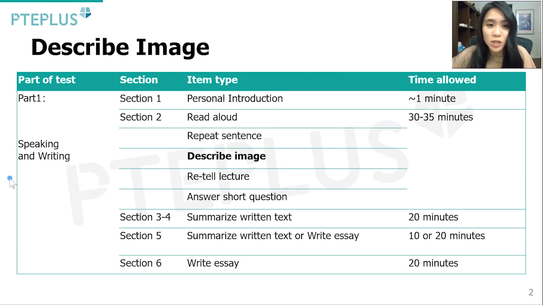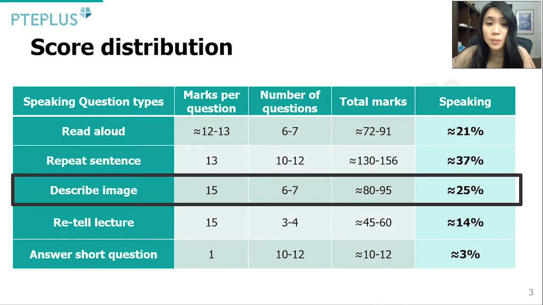Now, the first part of your test is the speaking and writing section. And within the speaking section, describe image is the third question type that you will be facing in the exam. In terms of the score distribution, each describe image is worth 15 marks, okay? And you will be facing 6 to 7 describe image questions in the exam. So this adds up to a total of 80 to 95 marks. Now, in terms of a proportion, that is about 25% of your speaking scores altogether. So 1/4 of your speaking marks actually comes from describe image.